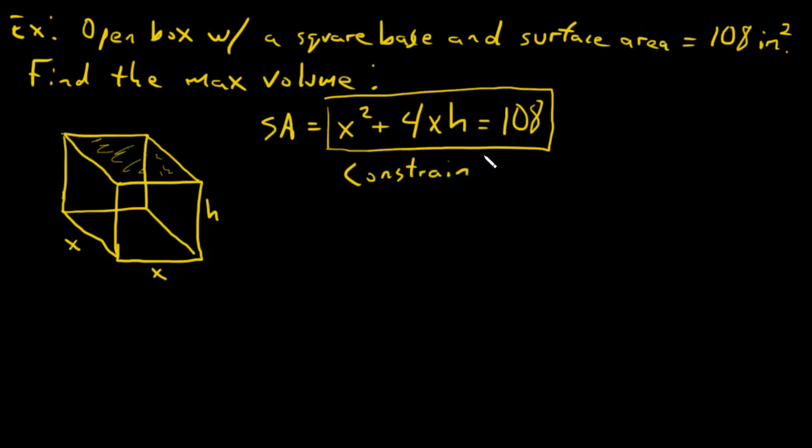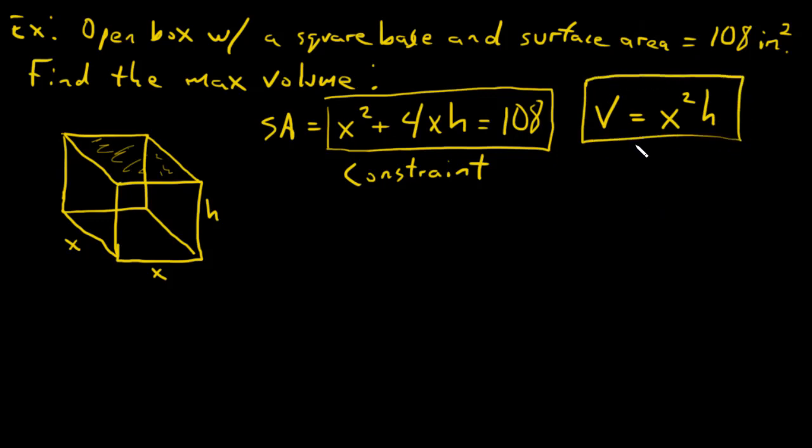Now I need to write an expression that I'm trying to maximize. Well, that's going to be volume. So volume is going to equal, well, volume is length times width times height. So this is just going to be x squared h. And that's what I'm trying to maximize. This is my min-max expression.